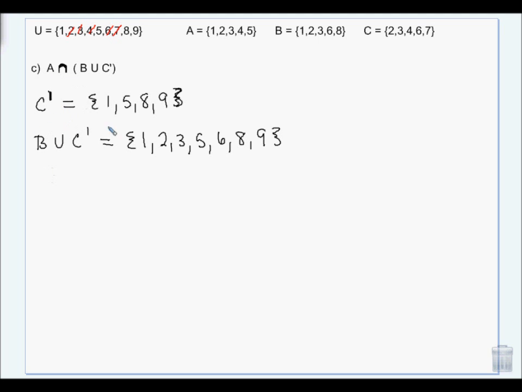Okay, so then that's the B union C prime, and now we need to intersect that with A. So this one is 1, 2, 3, 5, 6, 8, and 9, and then A is 1, 2, 3, 4, and 5. So if I look for the things that overlap, I have a 1, a 2, a 3, and a 5. Okay, so this set is going to be 1, 2, 3, and 5.